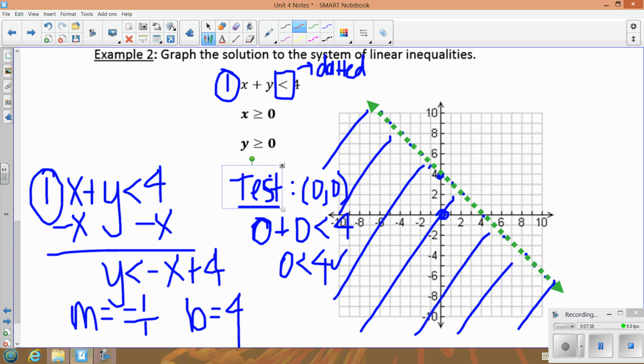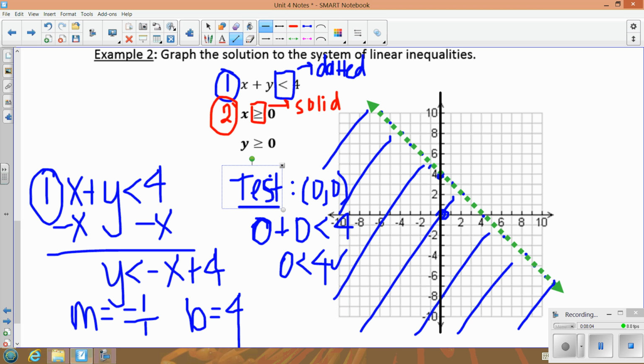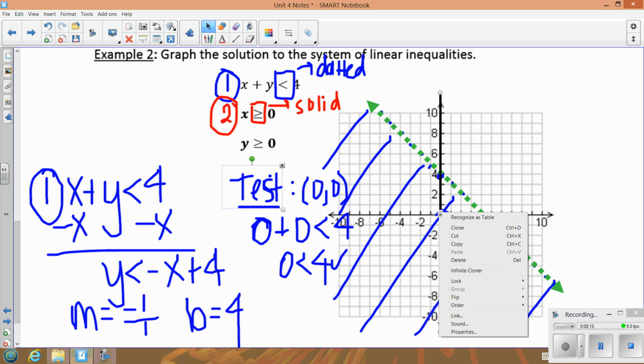And now I'm going to do the same thing for all of these others. So x is greater than or equal to 0. Well, whenever it's x equals, that's going to be a vertical line. And since this is greater than or equal to, it's going to be a solid line. So I'm going to go over to x equals 0, and I'm going to draw a vertical line. Let me just change this to a different color so that it's easier to see.